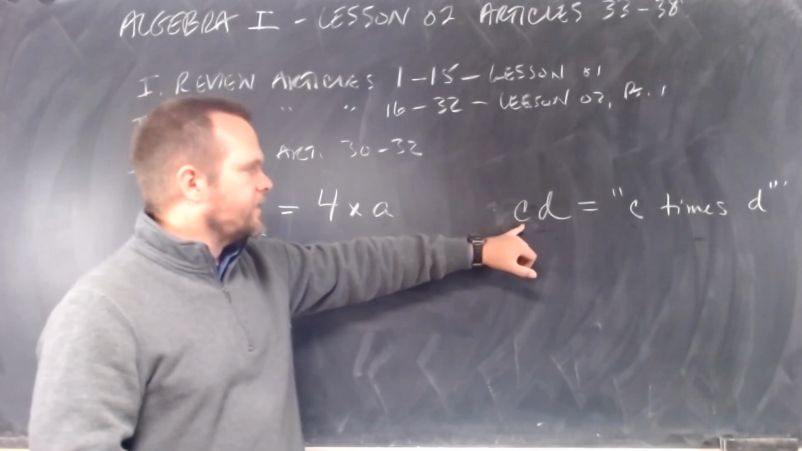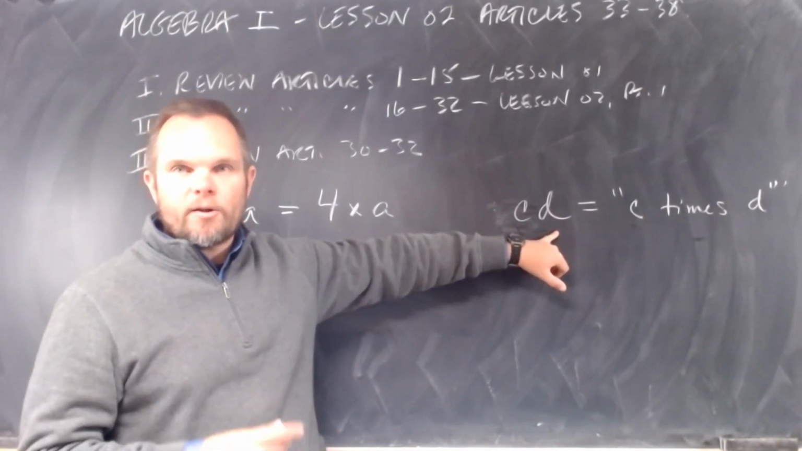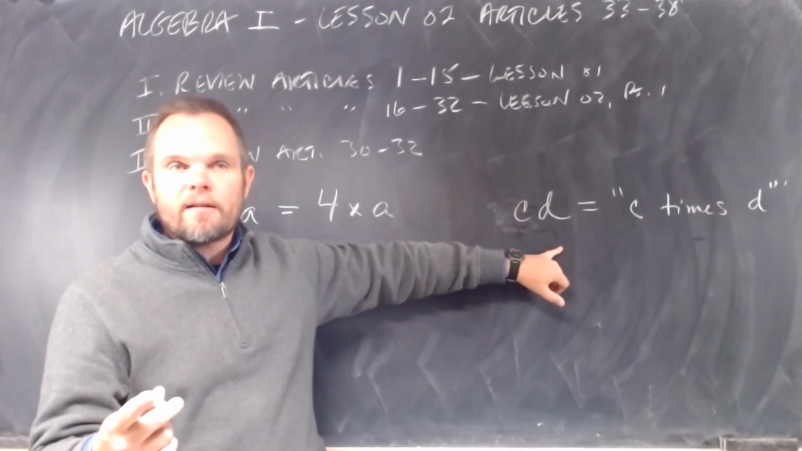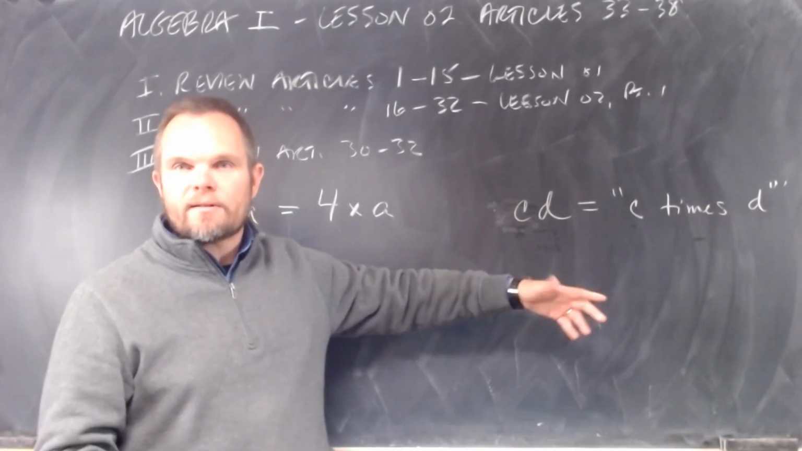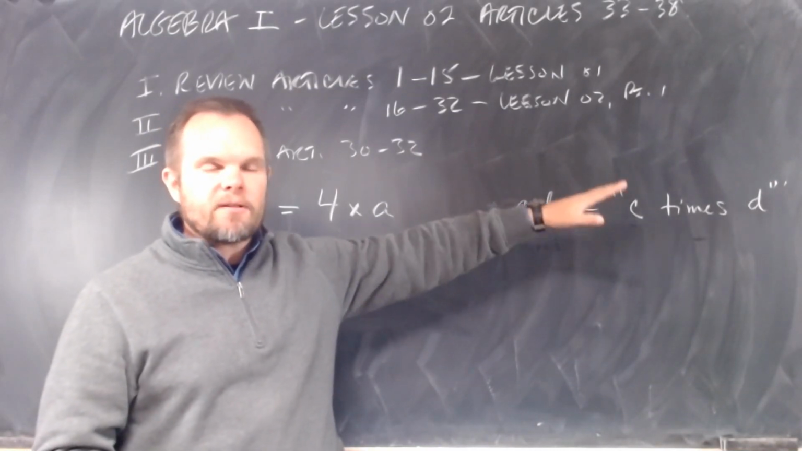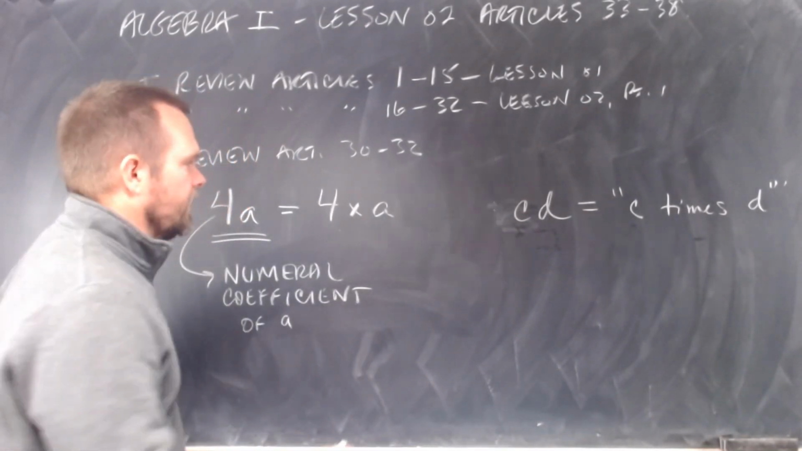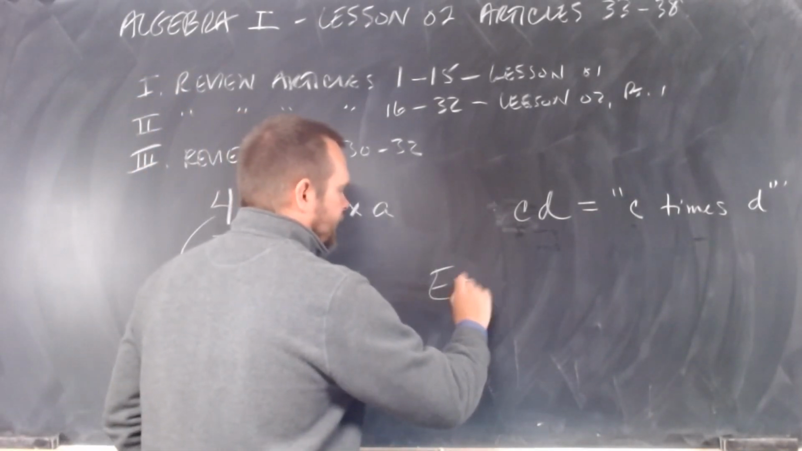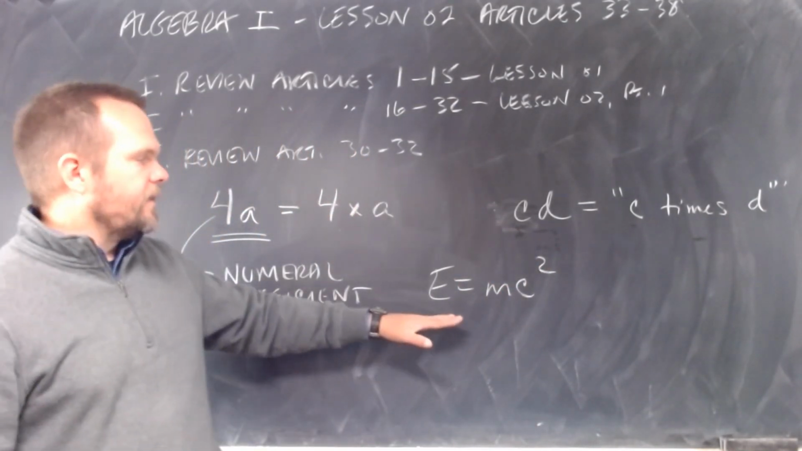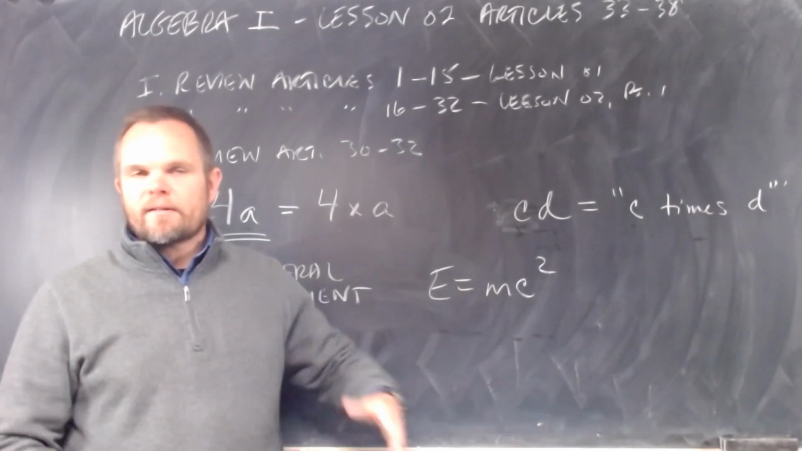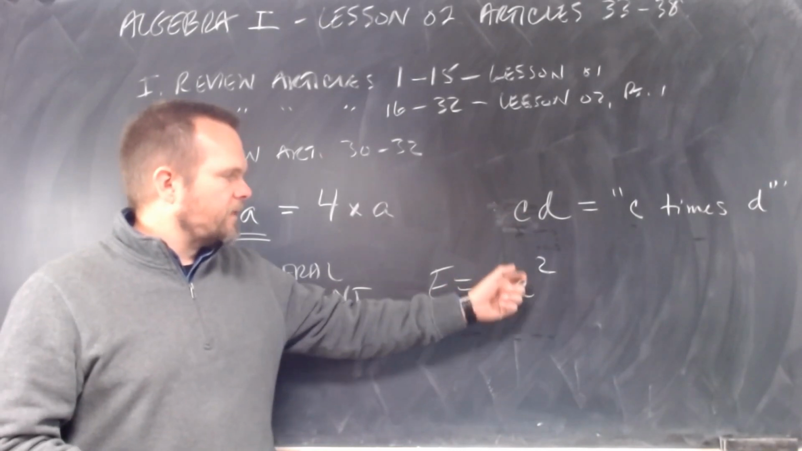The quantity C times the quantity D. That's how this should be read in your head. You can just say CD, and if you know algebra, you know that CD means the quantity C times the quantity D. Right? So like I said yesterday, if we take Einstein's famous formula, this is read as E equals mc squared. That's how it's read. It's a formula. E equals mc squared.